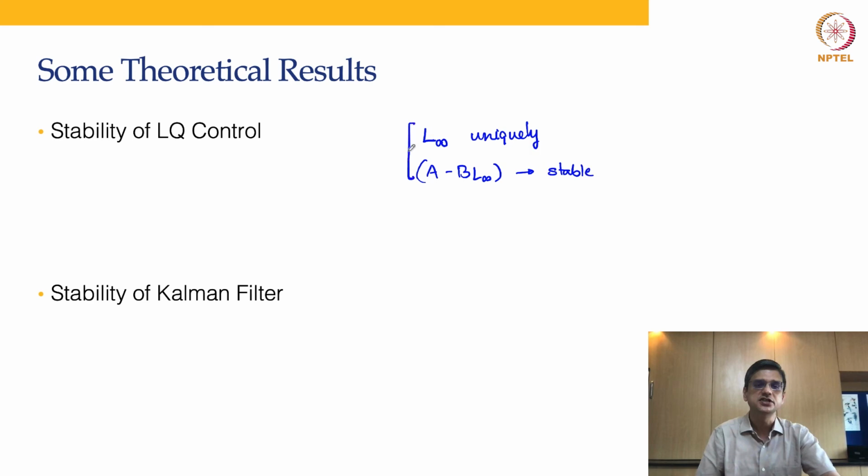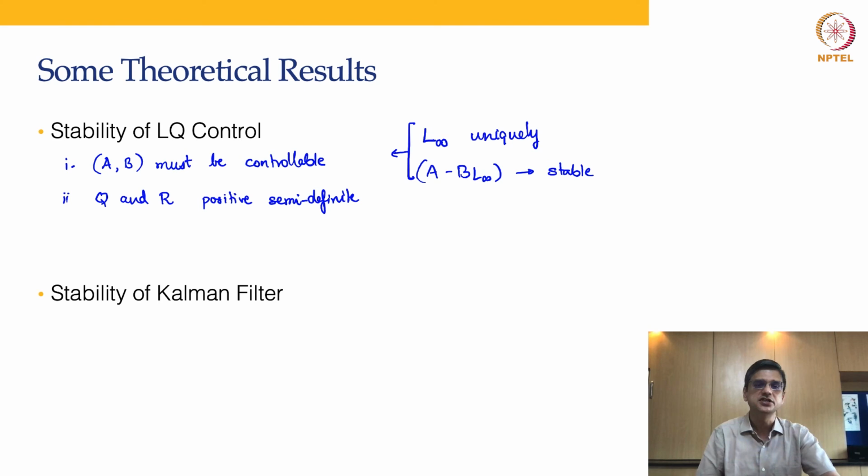Okay, what do we need in order to guarantee this? In order to guarantee this, we need that A and B must be controllable, and Q and R must be positive semi-definite. Okay, now what do we need for stability of Kalman filter?